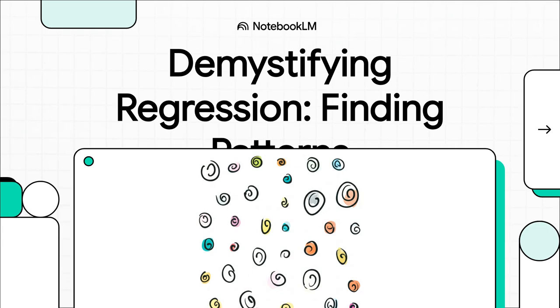Today we're going to talk about something really powerful, a tool that lets us find a signal in all the noise and even predict the future by looking at the past. I'm talking about regression. Now, you hear this term all the time in data science, but what does it actually mean? How does it work? Let's dive in and find out.